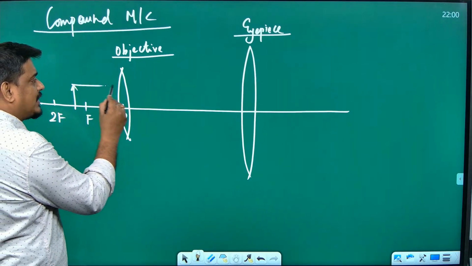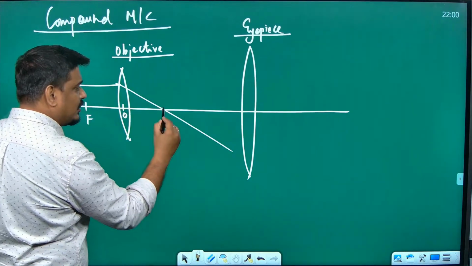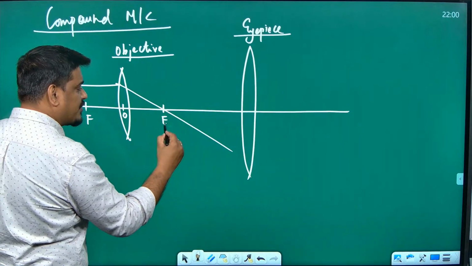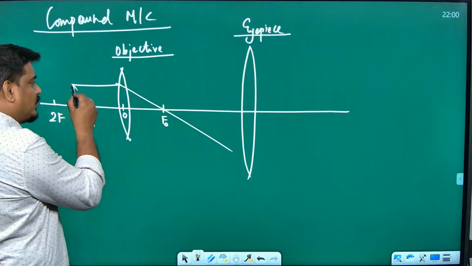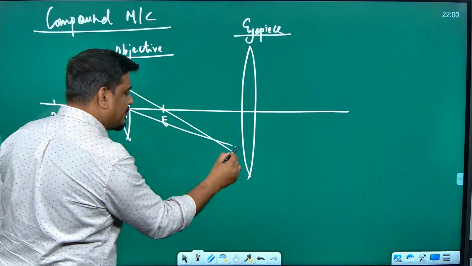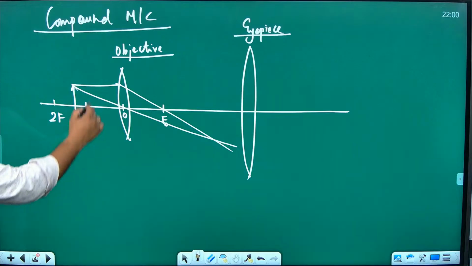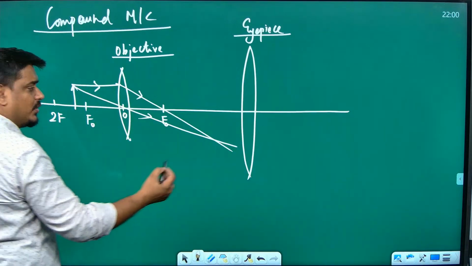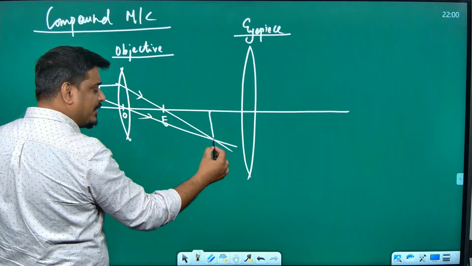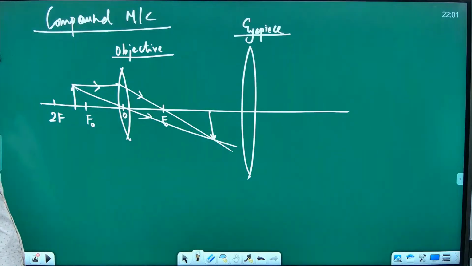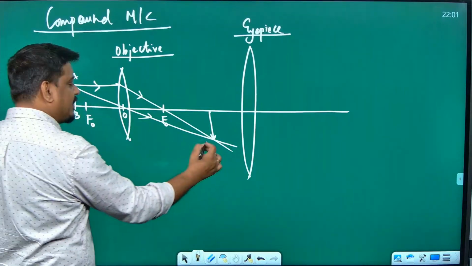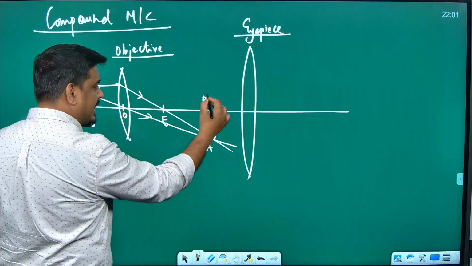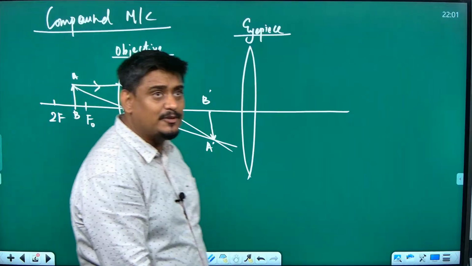So, one ray goes like this, passes through the focus of the objective, isn't it? And then the second ray goes like this and meets somewhere here. Now pay attention to what I am going to do. Wherever it meets, there the first image is formed. This is AB, this will become A'B'. Are you getting what I am trying to say?